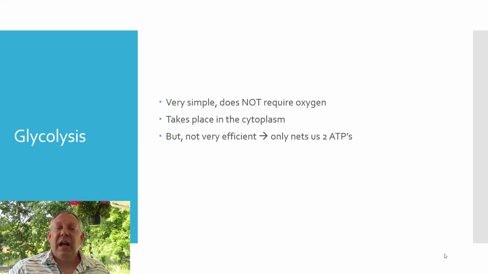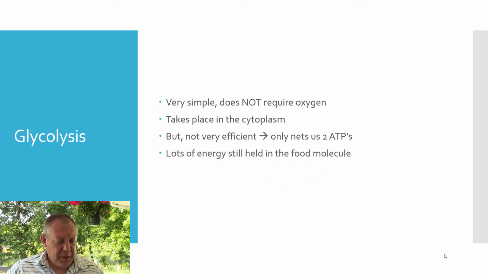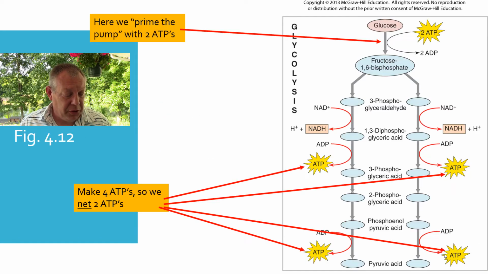The problem is it's not very efficient. At the end of glycolysis, you've only made 2 ATPs. That's not a lot of ATP. What that means is there's still a lot of energy locked up in the food molecule that you're wasting. And so that's the downside of glycolysis. The upside is it's very simple and you don't require oxygen.